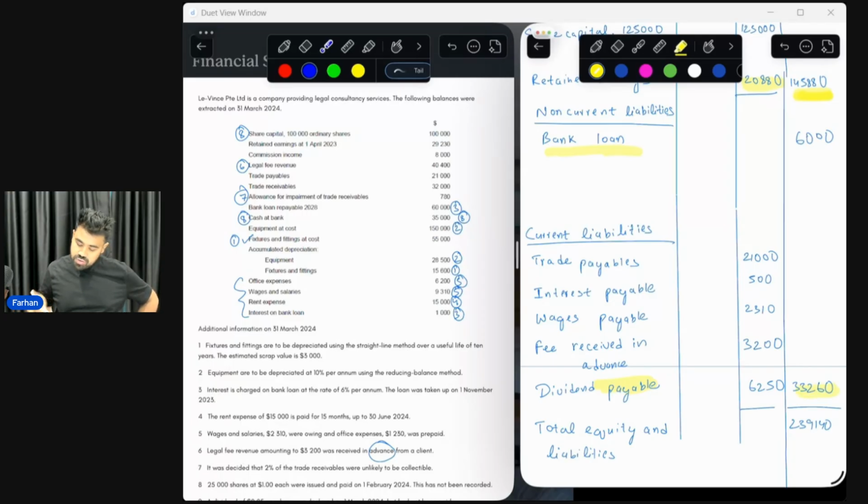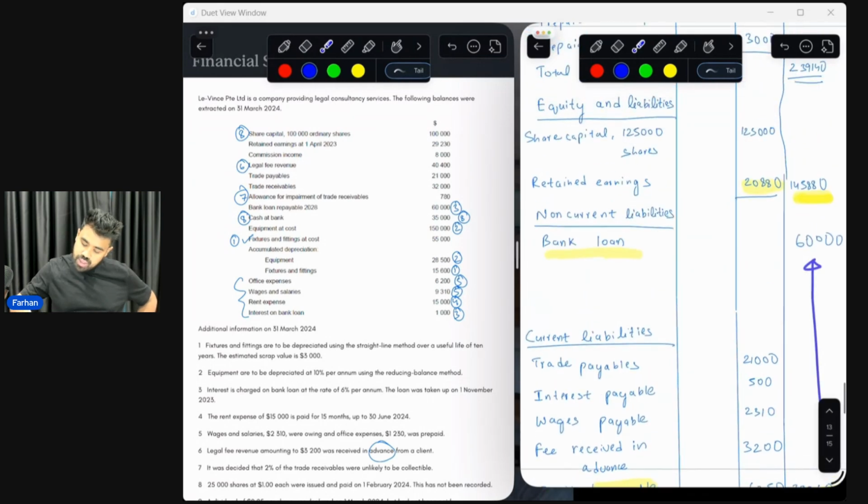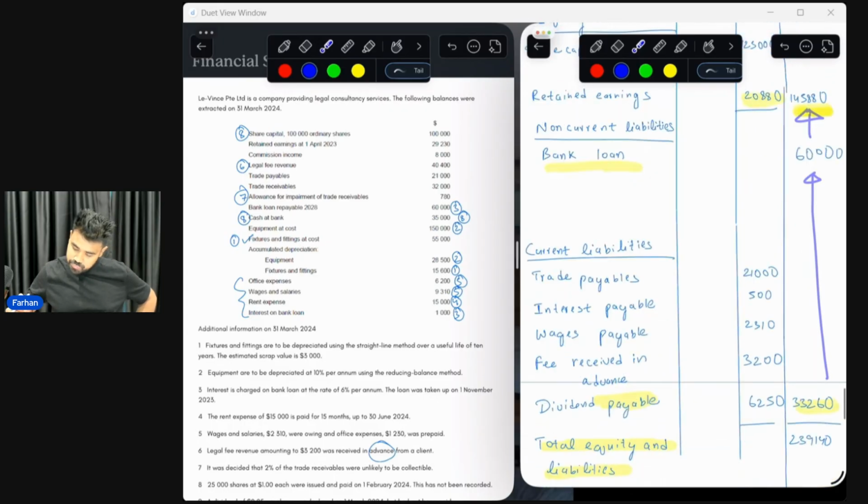So we're interested in finding out the total equity and liabilities. What we do is we add the total for current liabilities, 33,260, to the bank loan of 60,000, which is the non-current liability, and then we add the total for equity, which is 145,880. And that should give you 239,140.